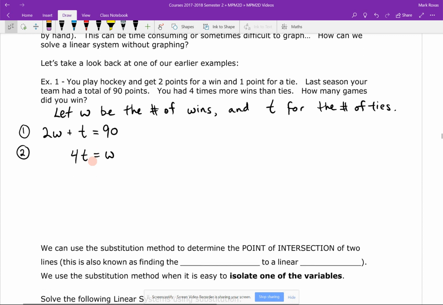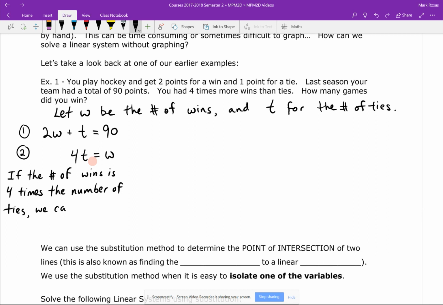So I'm going to write that down here. So if the number of wins is 4 times the number of ties, we can substitute, I'm going to underline substitute, 4 times t from equation number 2 for my w variable in equation number 1.